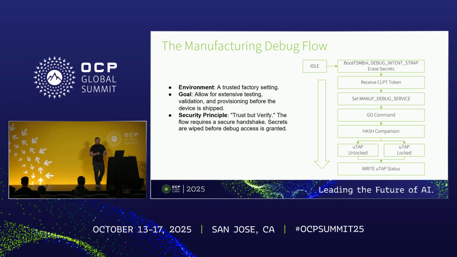And in the case of manufacturing debug, we use a symmetric approach. We use the hash of a token. The asset itself is not compromised in hardware because we only store the result of a hash operation. The operator has to present the token itself to unlock, and this is how we basically harden the implementation.